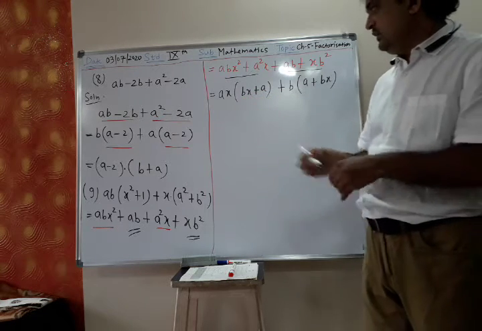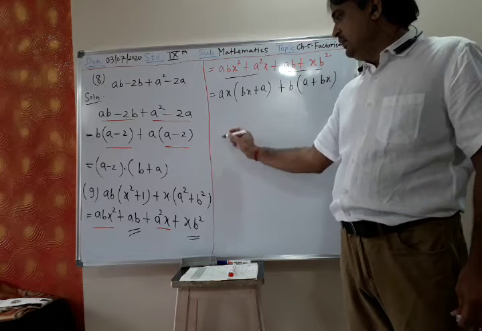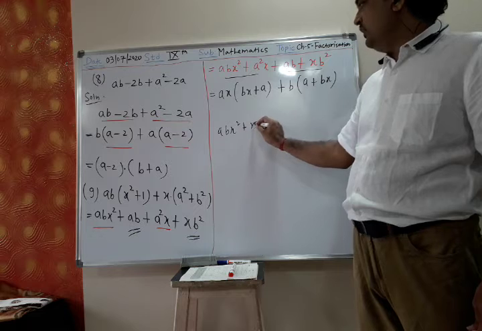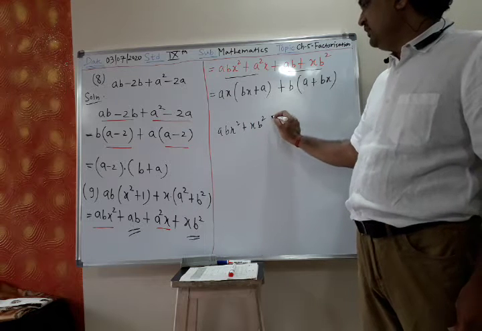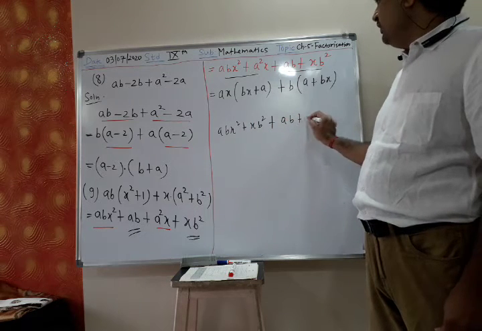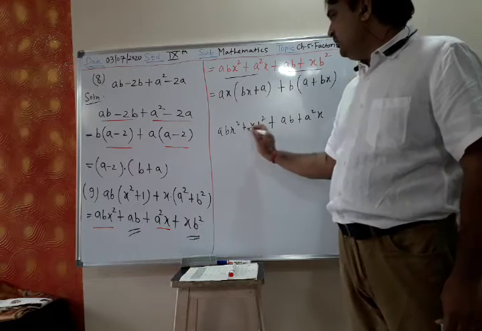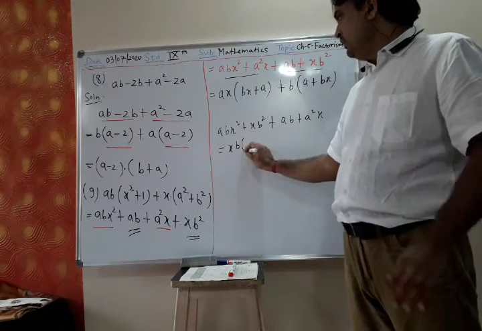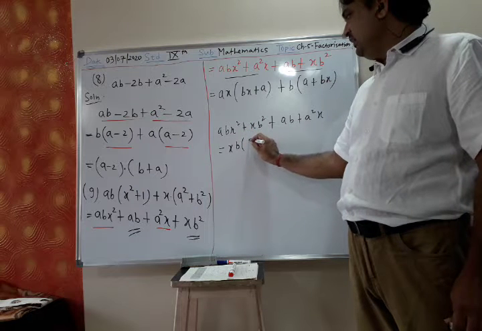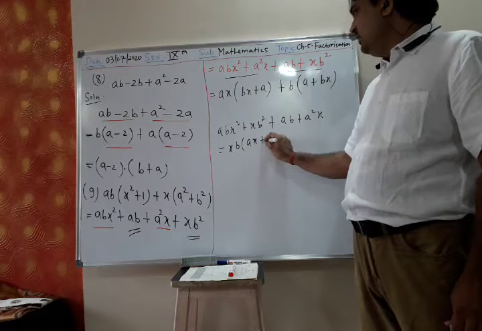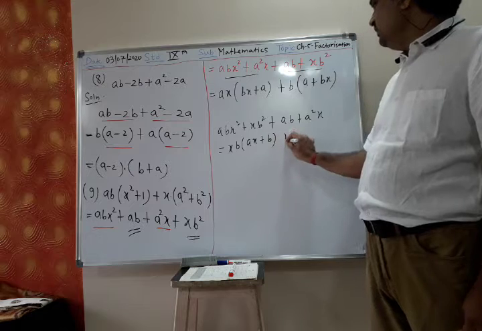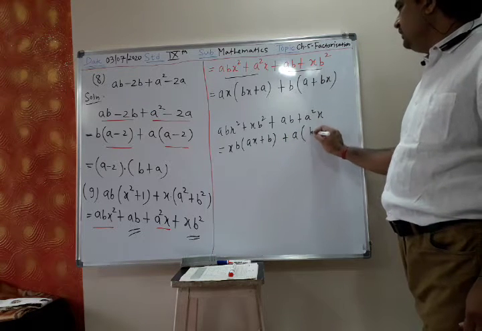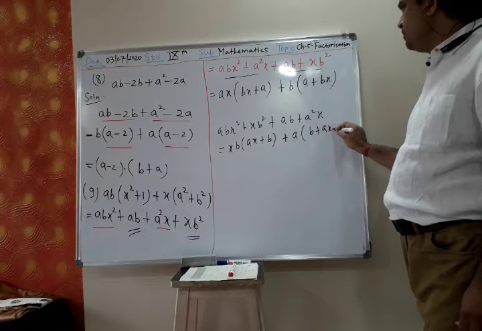First and fourth, let us see. If you take first and fourth, what is common? AB x square plus xB square, plus AB plus A square x. Now what is common in this? XB is common, then AX plus B. In this, A is common, then B plus AX.